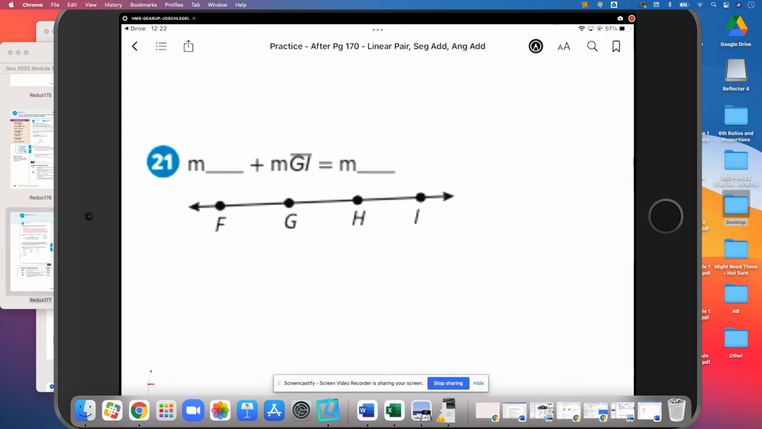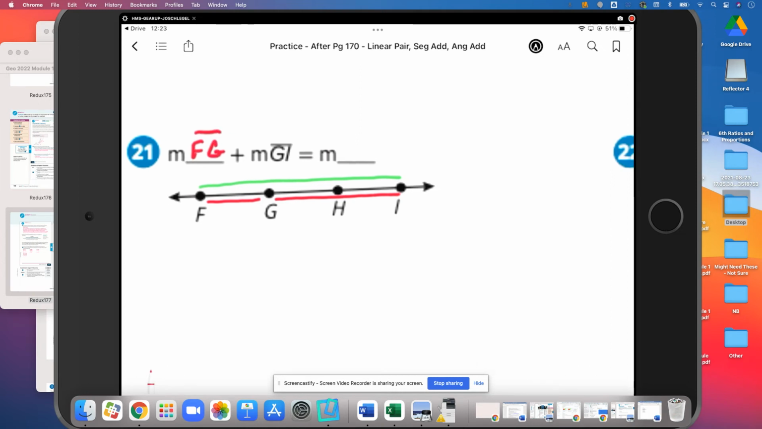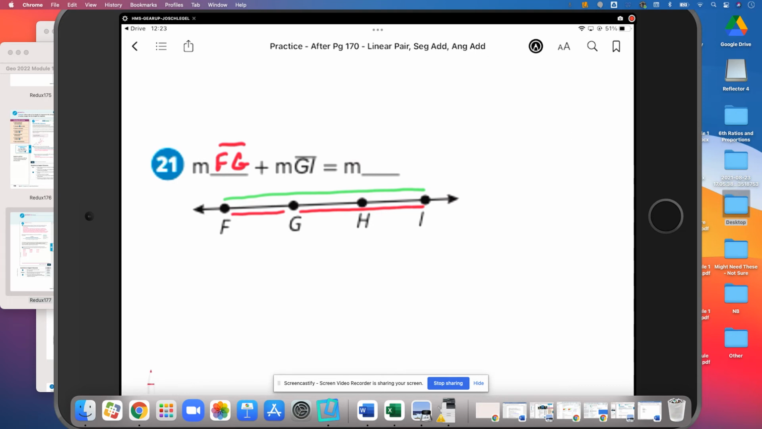Number 21, we can see that we need to add something to GI. So here's GI. The only thing that I have that I could even possibly add to GI would be FG. And all together, those would make FI. And as always, there's a couple correct ways to name these. You could name FG as GF, but that seems kind of weird. So I'm going to add FG to GI, so my two red lines get added together to make my green line, which is FI.